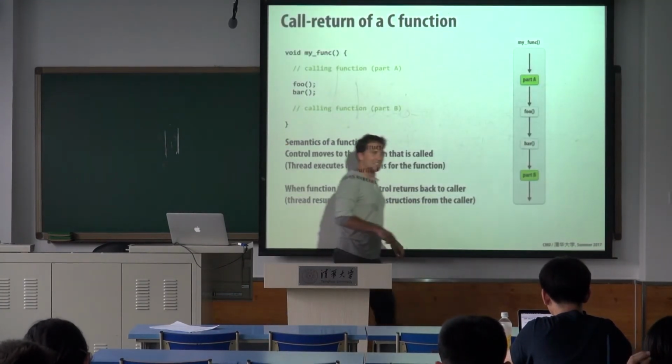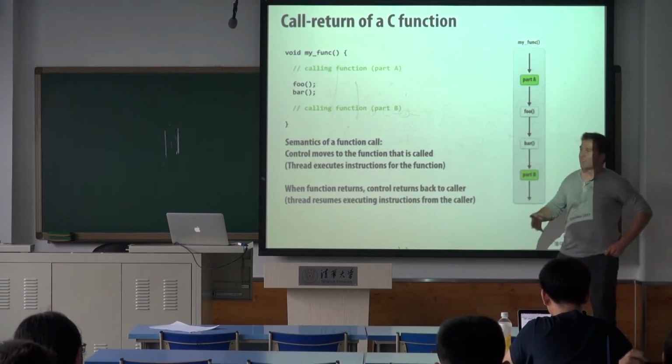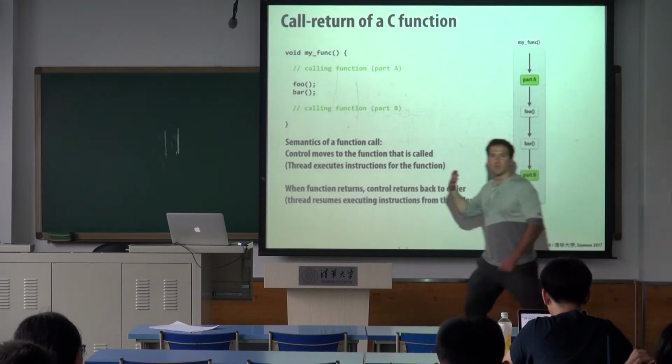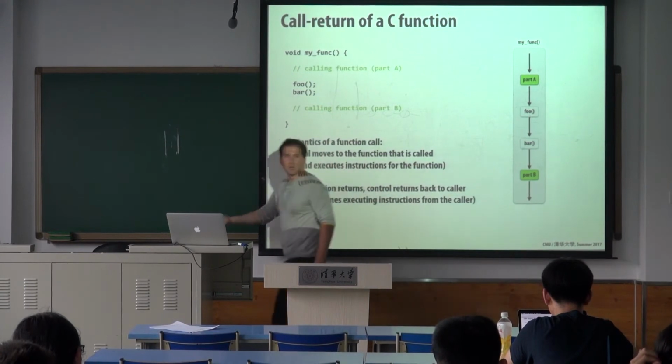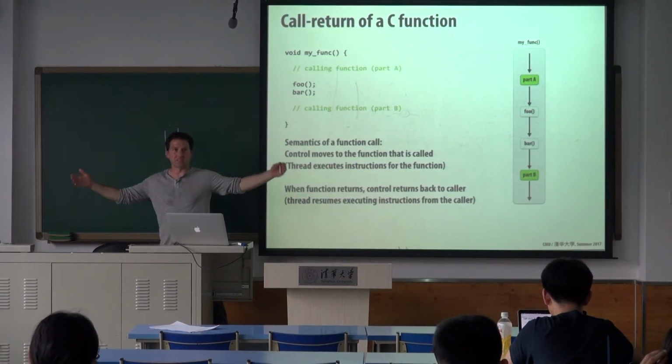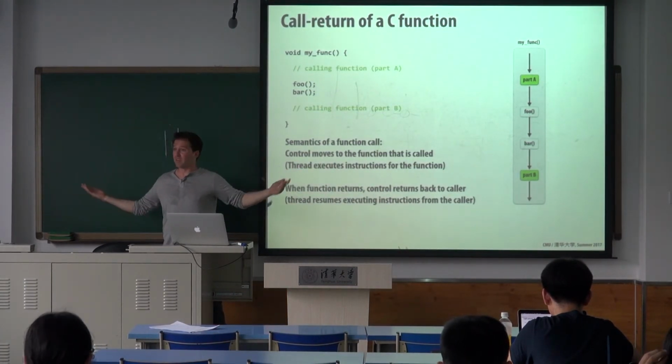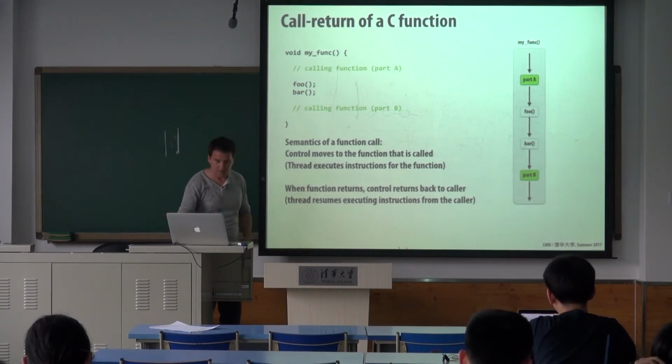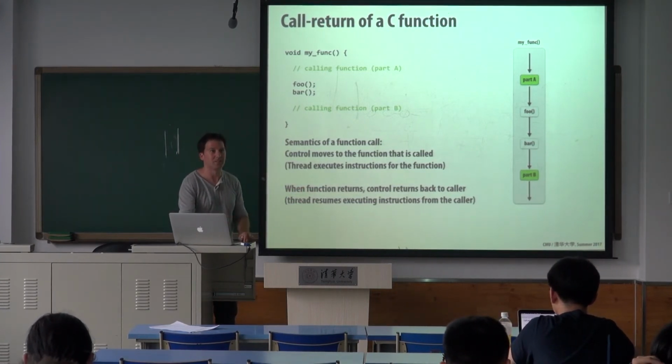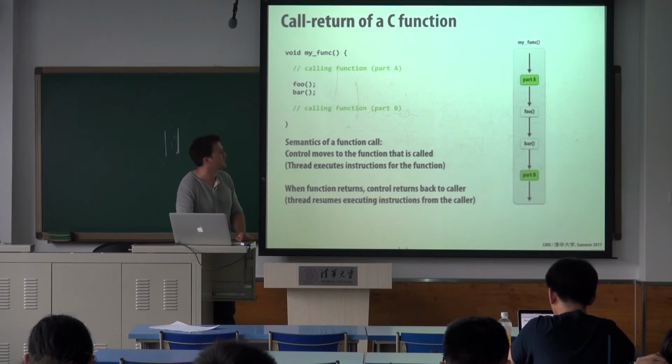Okay. So we would run part A, then we run foo, then we run bar, and then we run part B. All in one thread, completely sequential. That's what a function call does. Everybody, you all know that. You've done it 100 times, or thousands of times.